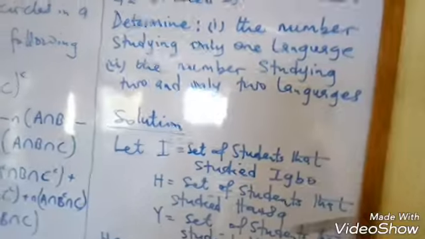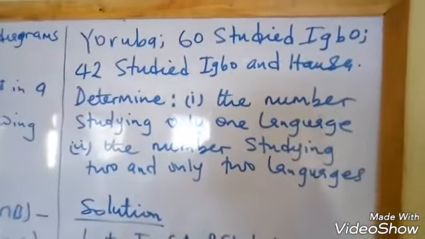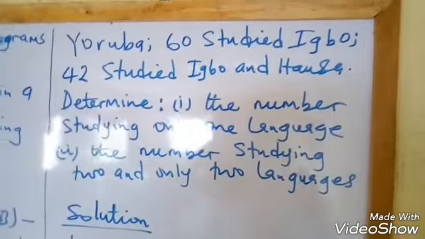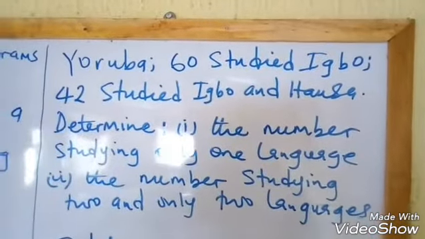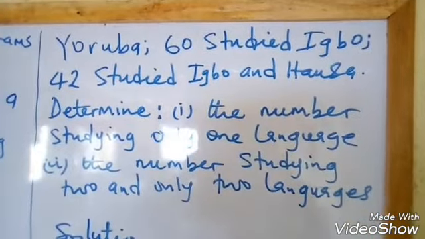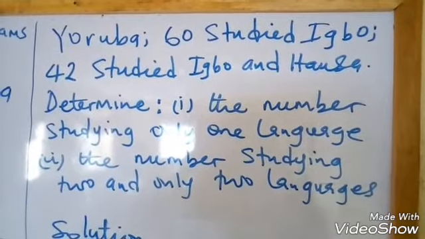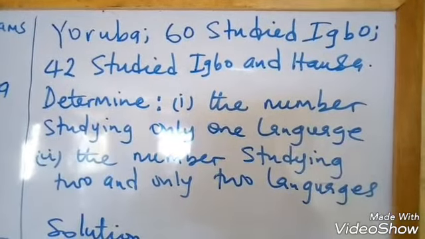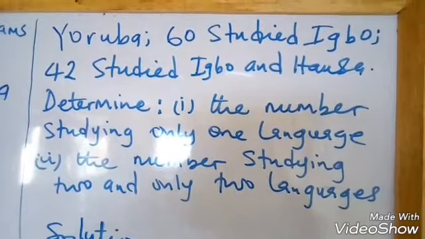59 studied Yoruba, 60 studied Igbo. 42 studied Igbo and Hausa. Determine 1. The number studying only one language. 2. The number studying 2 and only 2 languages.